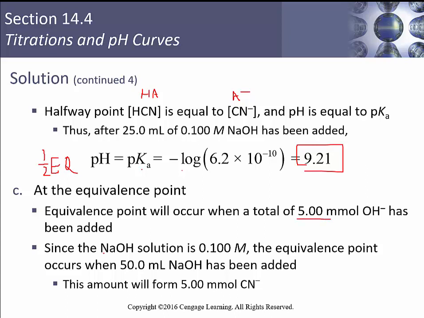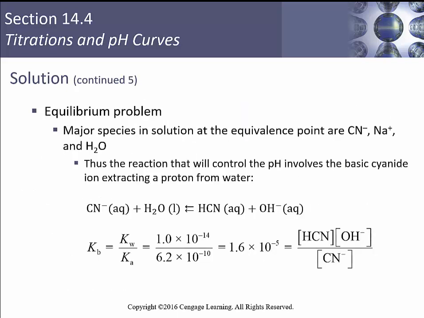The equivalence point will occur when a total of 5 millimoles of hydroxide has been added. Since the sodium hydroxide solution is 1.1 molar, the equivalence point is going to occur when 50 milliliters of sodium hydroxide have been added. And if you're confused by this math, we'll go over some of those in class. This amount is going to form 5 millimoles of CN−. We then have an equilibrium problem where the major species in solution are going to be the CN−, sodium, and water.